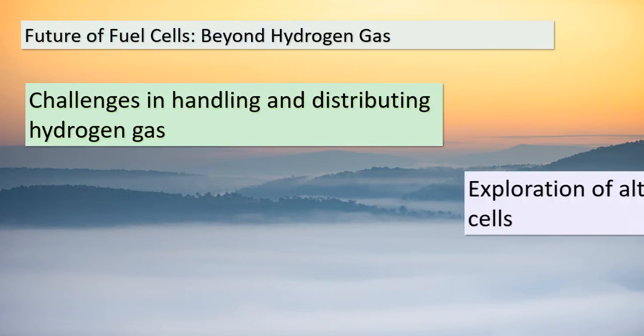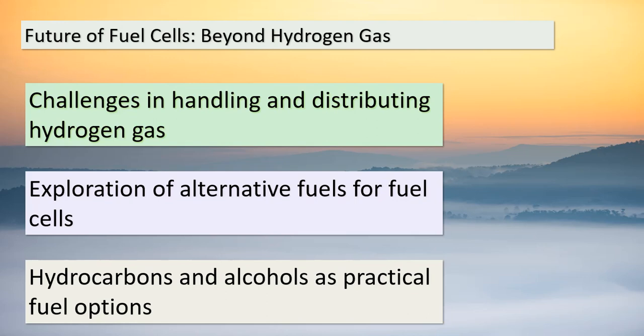Hello once again, inquisitive learners. As we unravel the complexities of fuel cells, it's essential to think about their potential future. While hydrogen gas has long been a contender for fuel cell applications, there are challenges in handling and distributing it efficiently. That's where alternative fuels come into play. We've been touching on the exploration of hydrocarbons and alcohols as viable options. These fuels are easier to manage and distribute, making them attractive candidates for fuel cell systems.